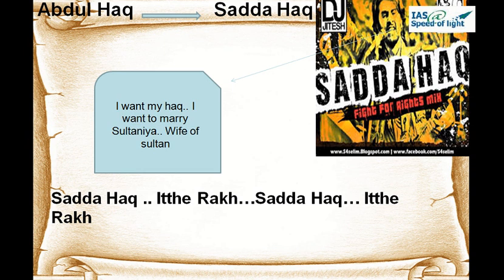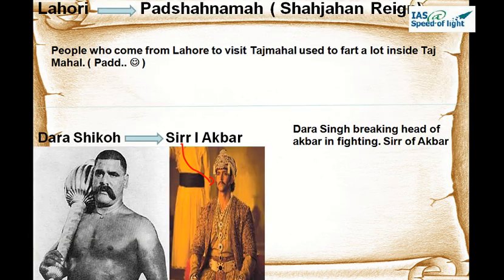Abdul Haq, Sada Haq. What Haq were you asking for? To marry Sultania, the wife of Sultan. Lahori. Lahori, what are the informations? People from Lahore, Pacha Nama and Taj Mahal. Taj Mahal is Shah Jahan. Dada Shikoh, it was Sire Akbar. Dada Singh, it was the head of Akbar.